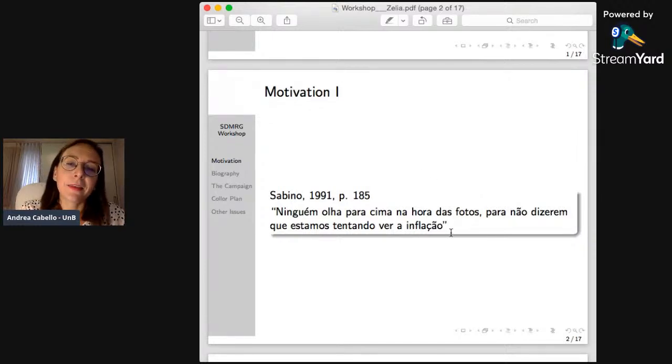And this sentence, I think, is very peculiar to the time that we lived in Brazil, the 80s and the early 90s in terms of inflation. And it goes like this: ninguém olha para cima na hora das fotos para não dizerem que estamos tentando ver a inflação. And this is very peculiar to that time, because when Collor took office in March 1990, that's the peak of inflation in Brazil.